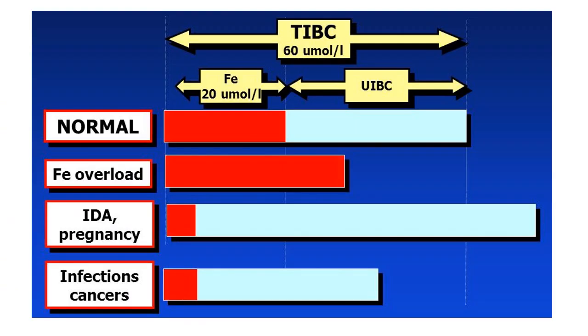Let us guess what happens in serum iron, total iron binding capacity or TIBC, unbound iron binding capacity or UIBC, and transferrin saturation in various diseases. First, the UIBC refers to the empty places in the transferrin that are not occupied by iron. In this picture, the iron is presented by the red column. The UIBC is presented by the light blue column, and the TIBC is the sum of the two, or the length of the whole column.